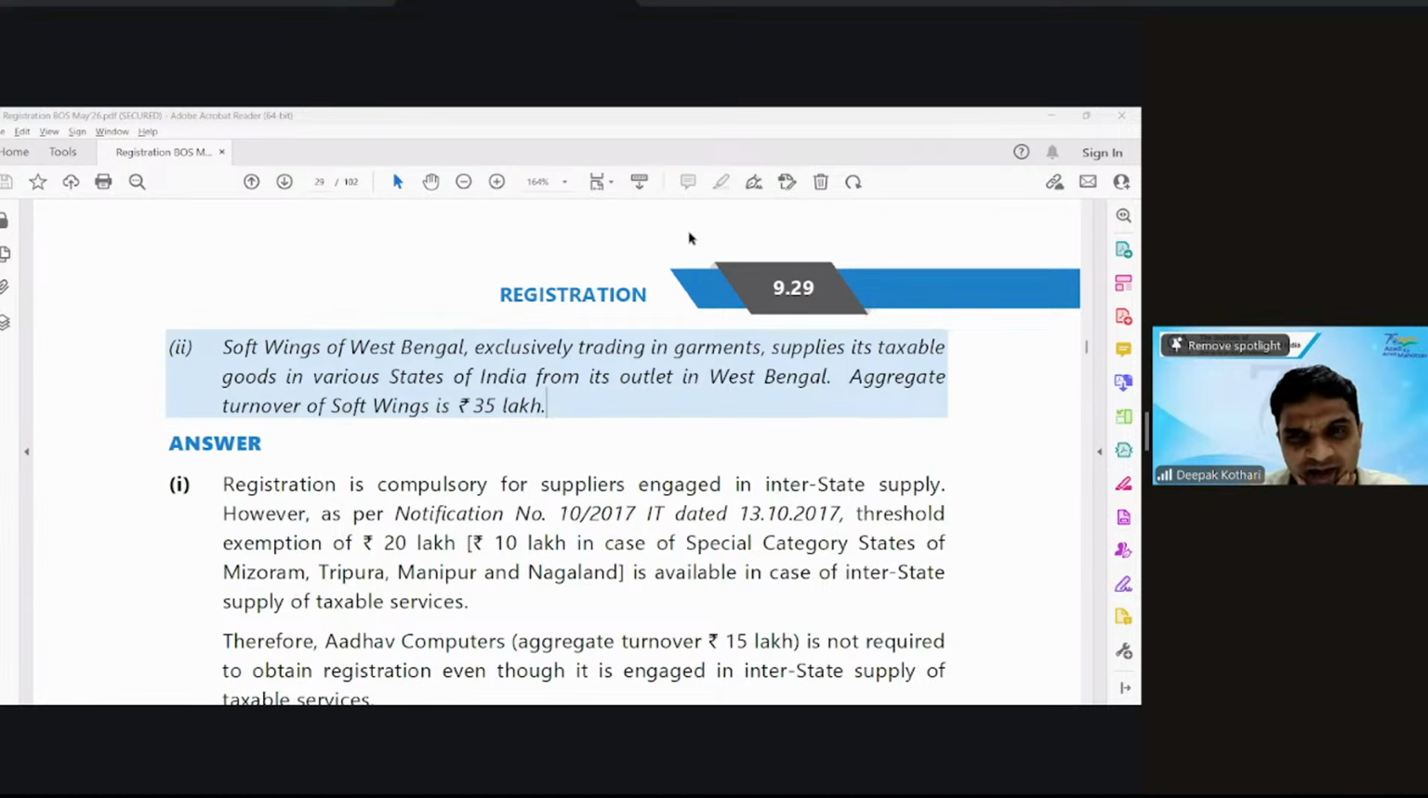Interstate supply of goods, then compulsory registration is relevant regardless of the 40 lakhs threshold. I think he is doing interstate supply of goods under section 24. He has to compulsorily register. Yes, Pooja, correct. It's engaged in interstate supply of goods, so he has to register. Right. So I feel that's also the correct answer.